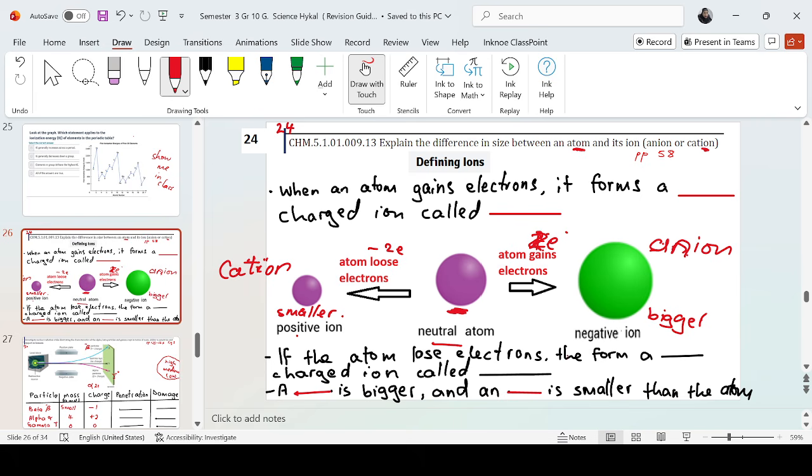If the atom loses electrons, they form a cation, which is positive. They form a positively charged ion.